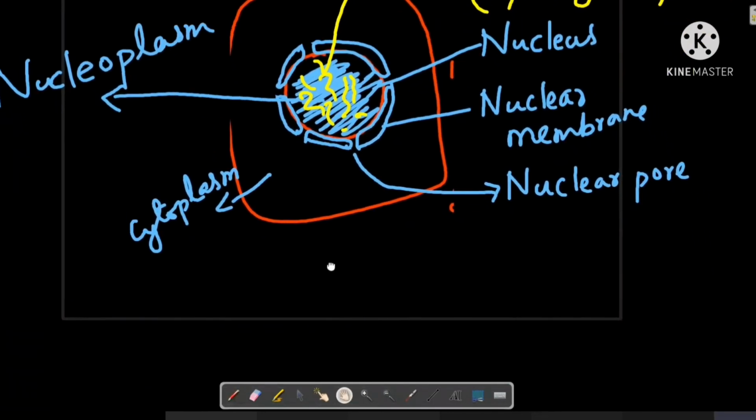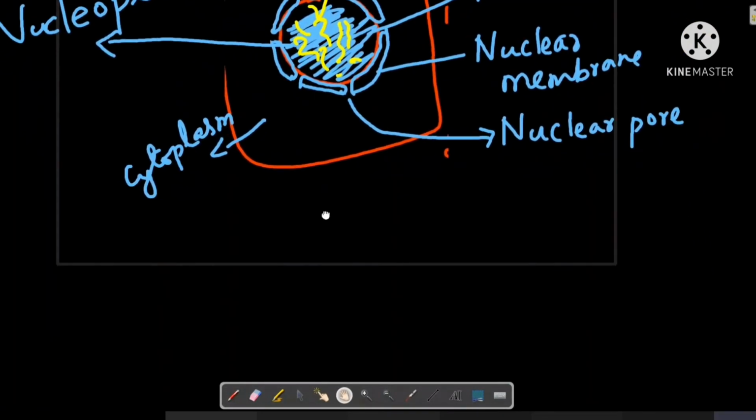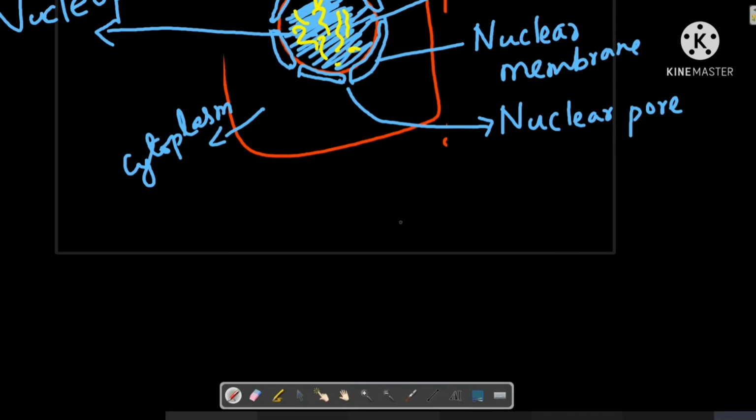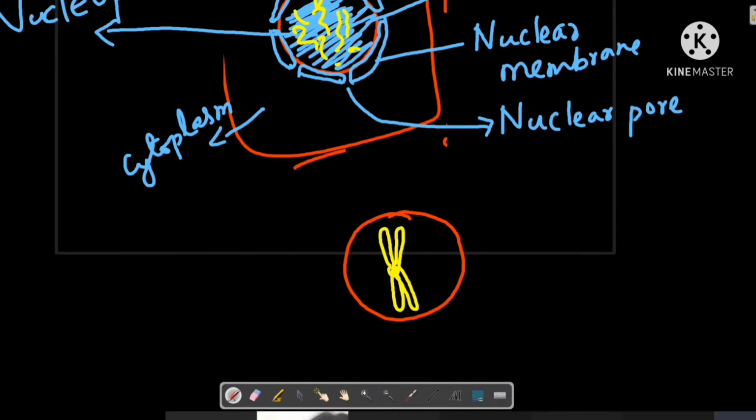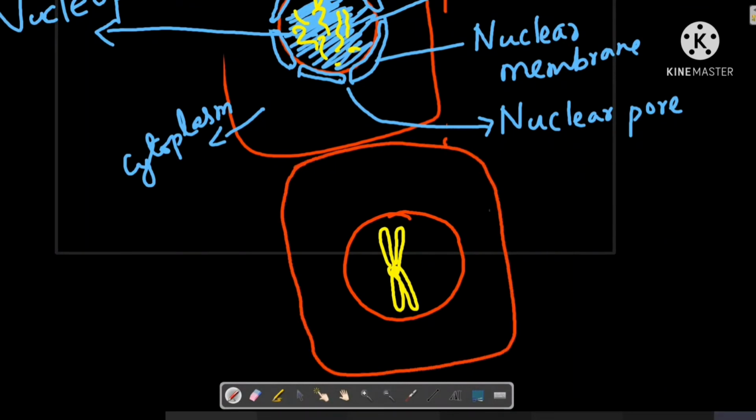When the cell is about to divide, when the cell becomes mature, now I'm going to draw a mature nucleus. This is a mature nucleus. The chromatin thread will become rod shaped like this. When the cell is about to divide, the chromatin thread will become rod shaped. At that time, this chromatin thread will be called chromosomes.